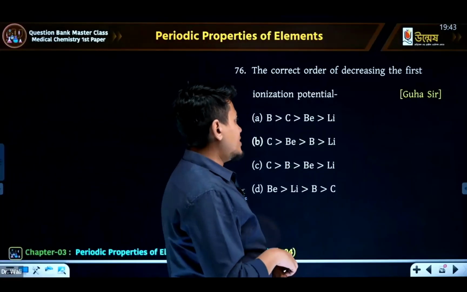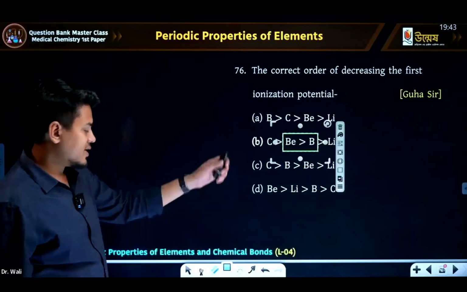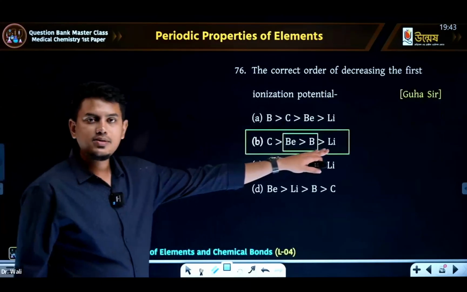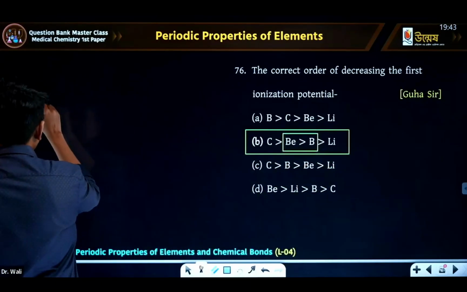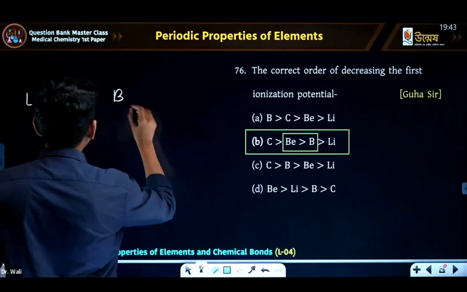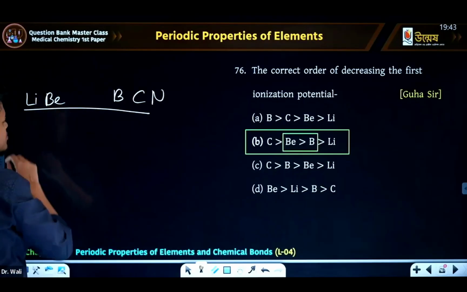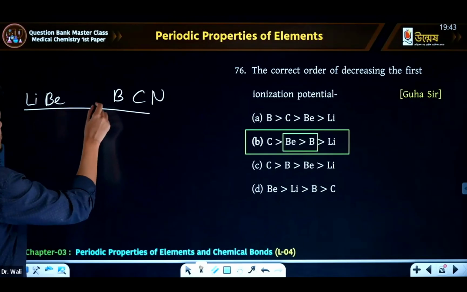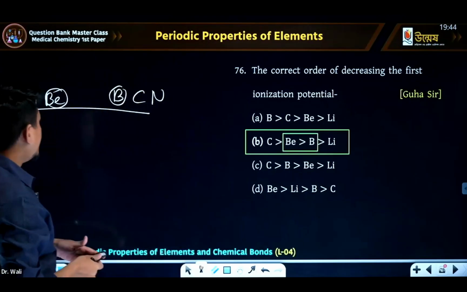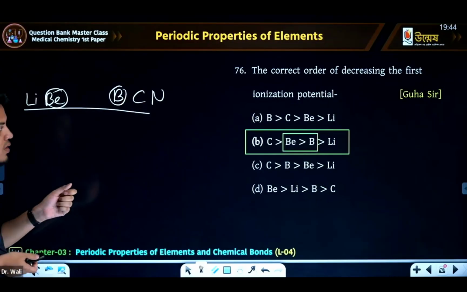The correct order of decreasing first ionization potential. Beryllium should show higher ionization energy than boron. So this one is correct. How did I solve that? You just have to remember the serial: lithium, beryllium, boron, carbon, nitrogen. We got these. In this scenario, lithium shows the least ionization energy, then beryllium, then boron. From left to right, ionization energy should be higher, but instead of boron getting higher, beryllium gets higher. After that, nitrogen shows higher ionization energy than carbon. So this should be the answer.